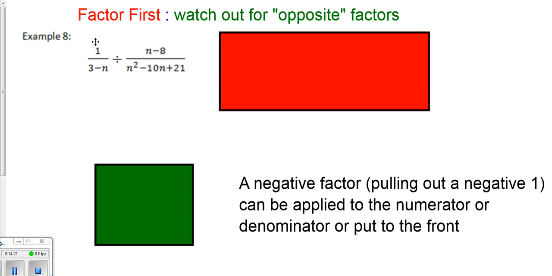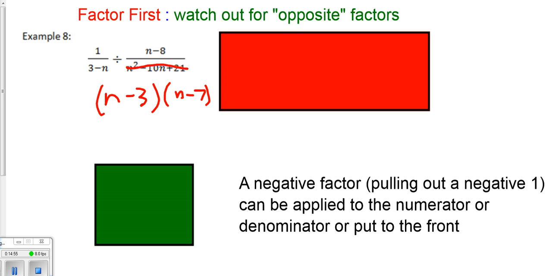So, 1 over 3 minus n divided by n minus 8 over n squared minus 10n plus 21. This piece needs to be factored because a is 1. We're just thinking, what are the factors of positive 21 that add to negative 10? That would be negative 3 and negative 7. So we will call those factors n minus 7 and n minus 3. So that's that factored piece.